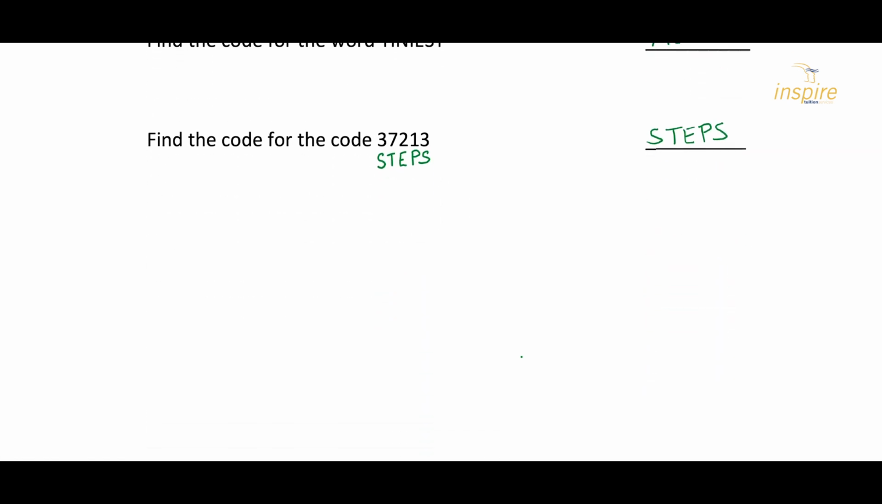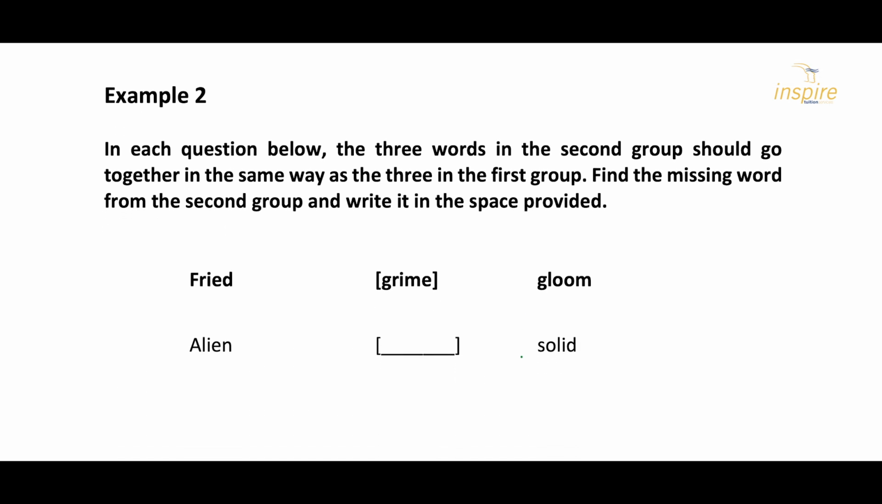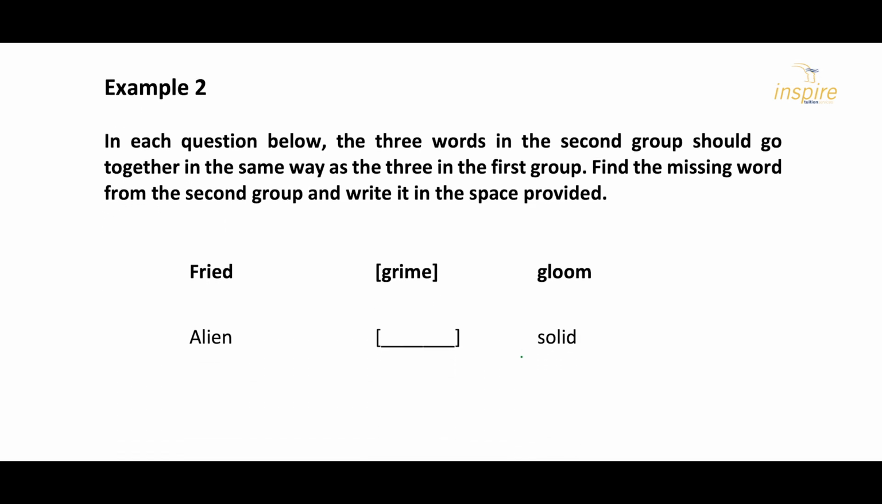If I skip forward now and show you a second example. Okay, so we're looking at a question here. Now it's important to recognize how the question has been asked in the first place. So in this one it says, in each question below, the 3 words in the second group should go together in the same way as the 3 words in the first group. Find the missing word from the second group and write it in the space provided.